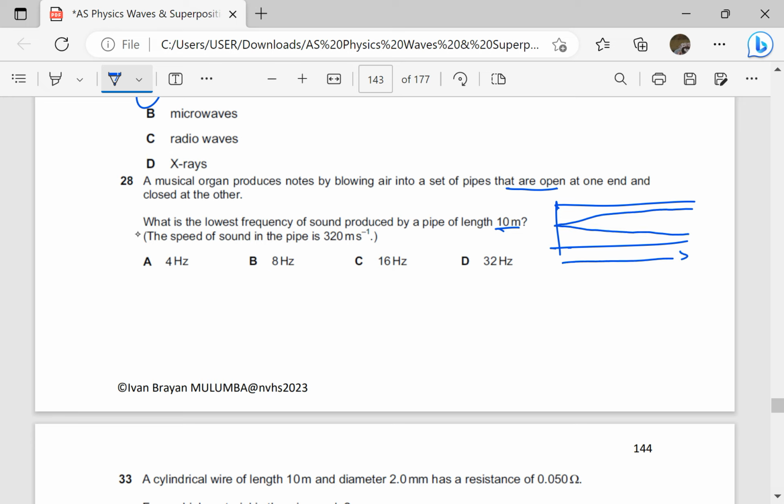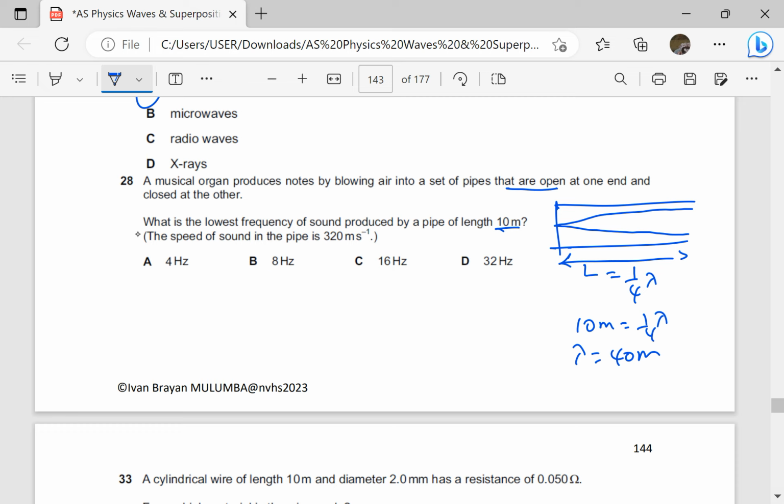That means the length of the pipe L represents a quarter of a wavelength. That is in the fundamental mode. The length has been given as 10, so it means 10 meters is equal to a quarter of a wavelength. So the wavelength is going to be 40 meters.